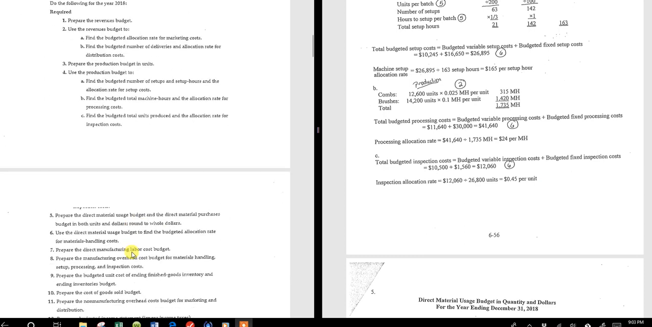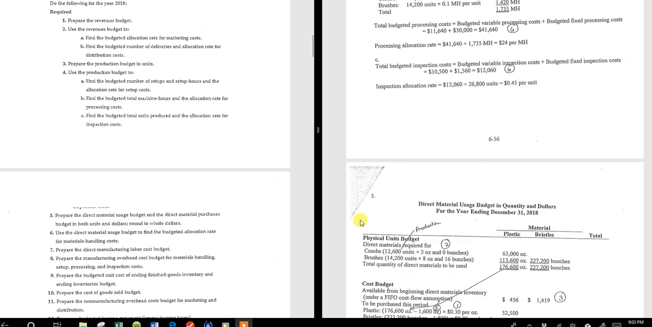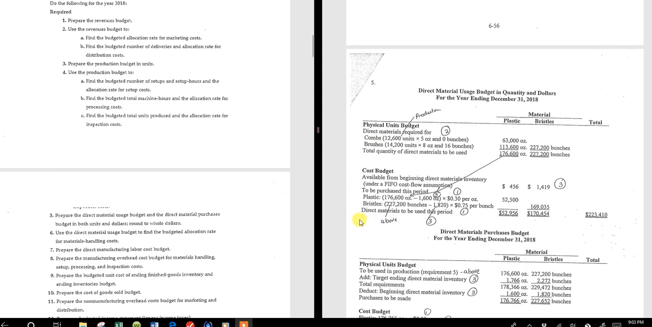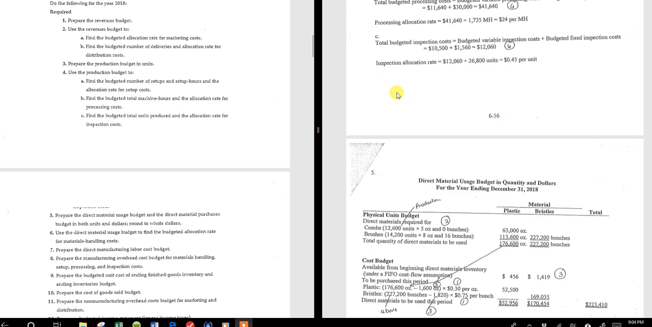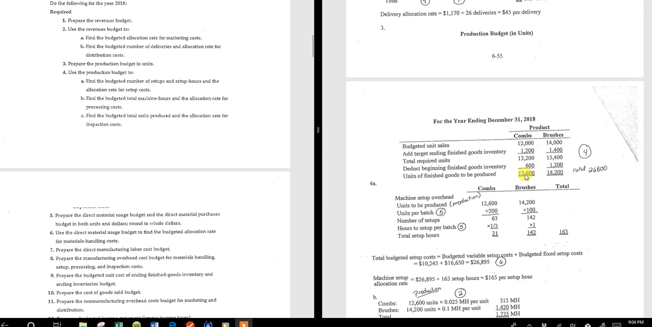Okay, looks like we have that done. Prepare a direct material usage budget and the direct materials purchase budget in both units and dollars, round to whole dollars. Okay, so this is theirs. Again, I probably would make it vertically, but I'm just going to kind of go through. We have 12,600 combs and 14,200 brushes. These come from your production budget. So hopefully you're writing all these out, because you won't remember it unless you write it out.